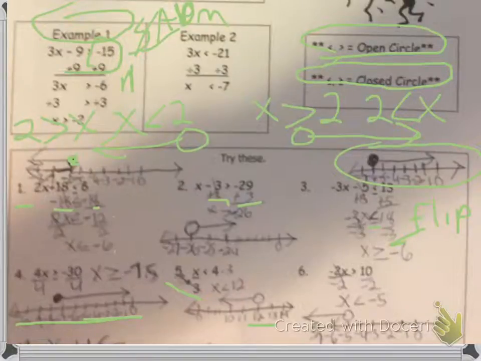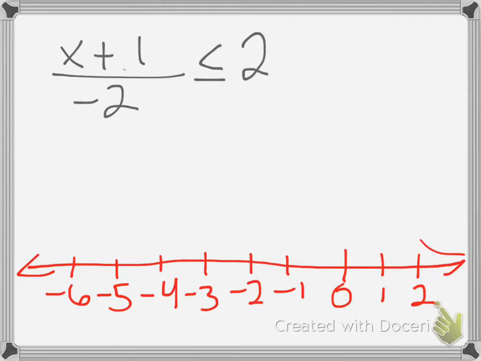Now right here I divide by negative 2. When I divide by a negative, my sign is going to flip. Alright, it becomes from greater than to less than. Alright, and it's open circle to the left here. Alright, let's look at a couple more examples here. Got x plus 1 over negative 2. Showed y'all can reverse the steps of SADM.